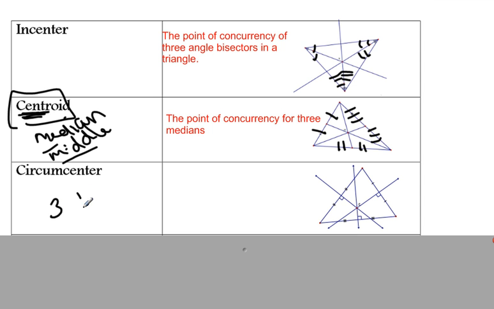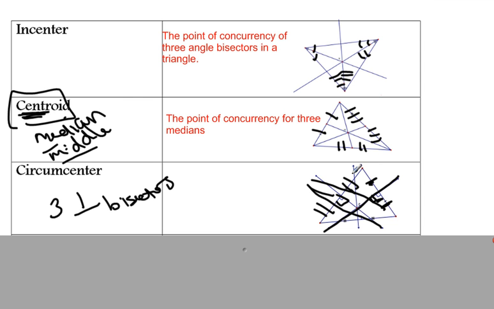The next point of concurrency is the circumcenter. The circumcenter is going to be 3 perpendicular bisectors that intersect inside of a triangle. So here's a perpendicular bisector of the side. Here's another perpendicular bisector of the side. And then here's the third perpendicular bisector of the side.